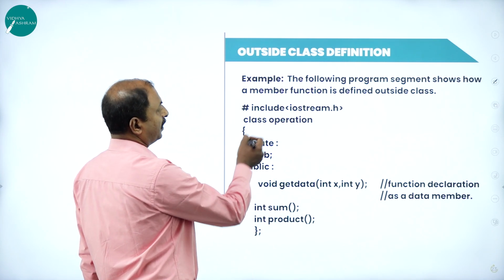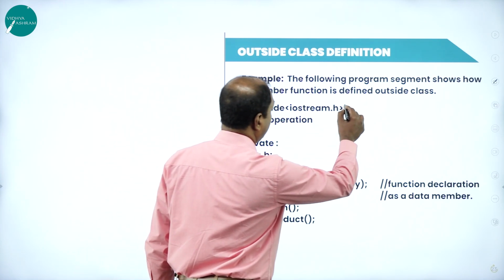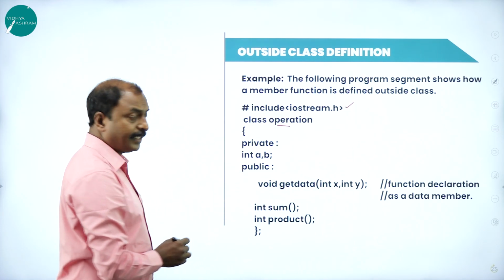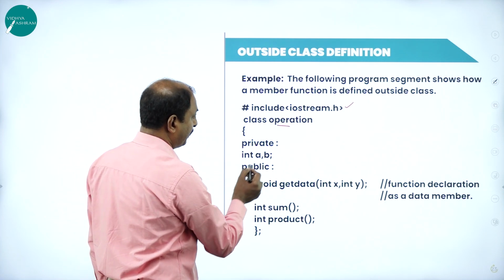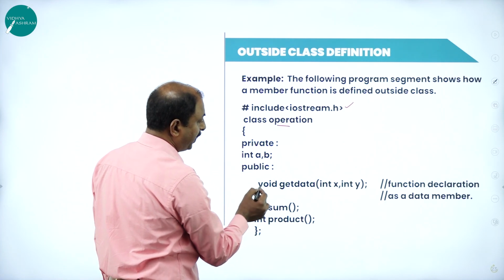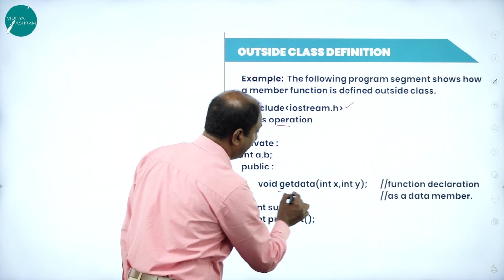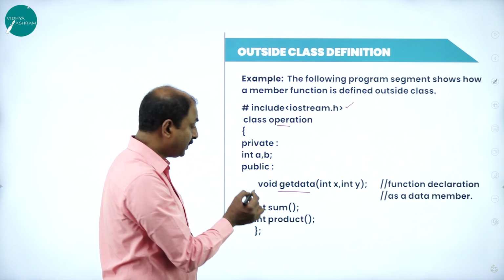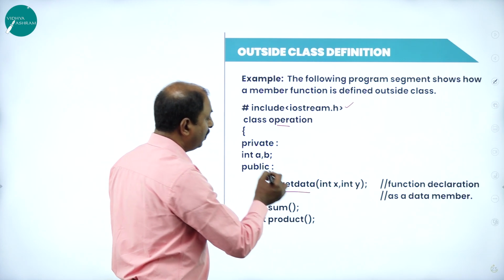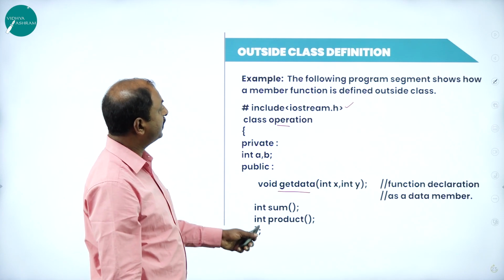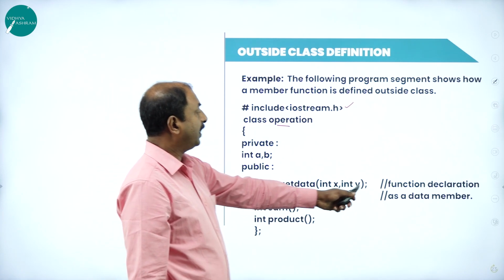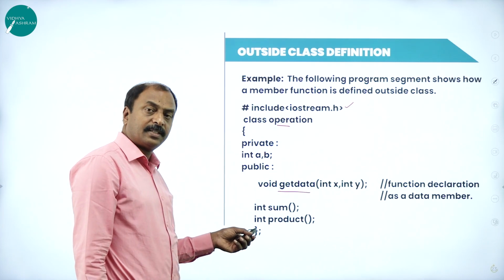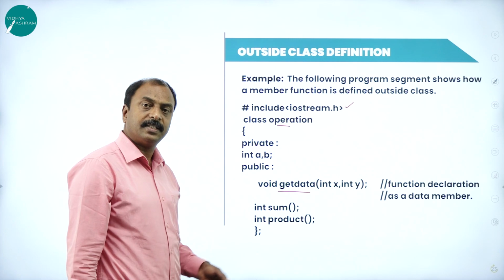Here the program starts with the header file. After the header file, class operation, the name of the class. Inside that we have private data members A and B, and in public we have the function getdata with arguments, a function without arguments, and int product. These are all the functions declared inside the class operation. So this is function declaration as a member. For this we have to write the function definition outside the class.